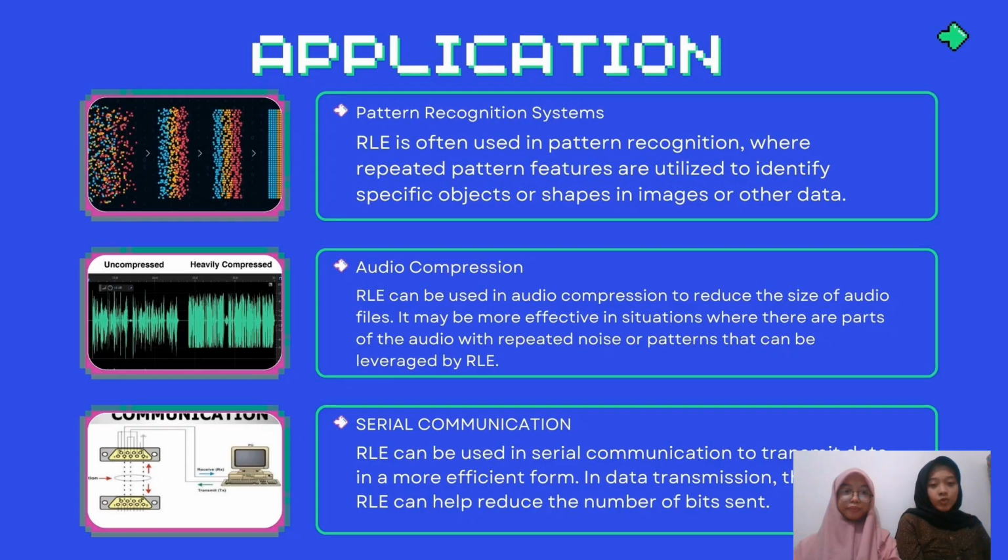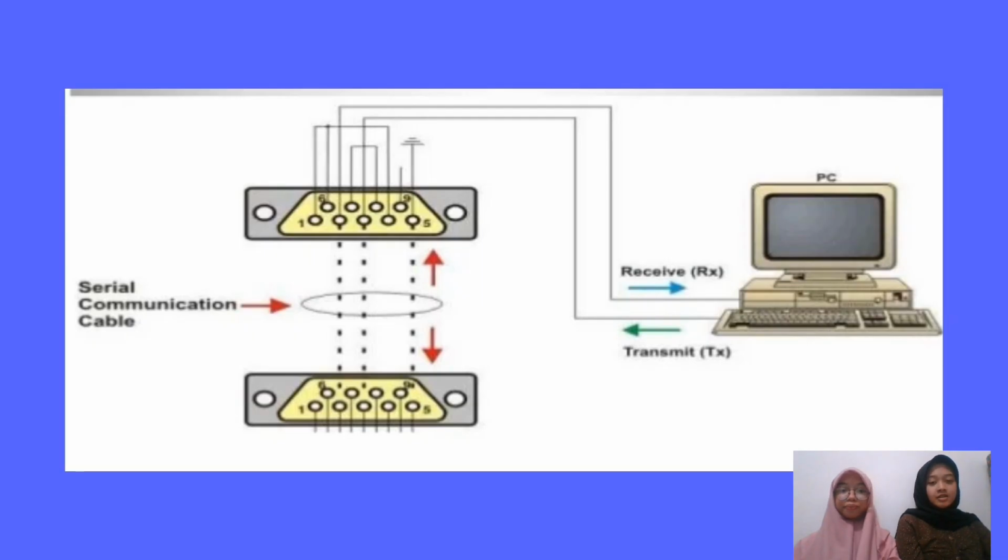And the last one is serial communication. RLE can be used in serial communication to transmit data in a more efficient form. In data transmission, the use of RLE can help reduce the number of bits sent. This is an example of serial communication.